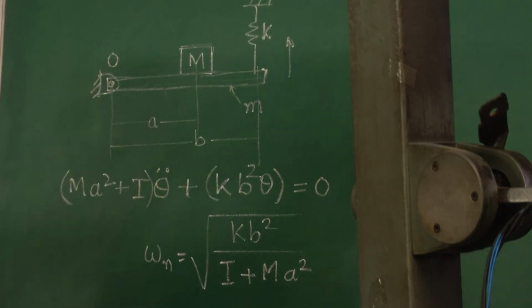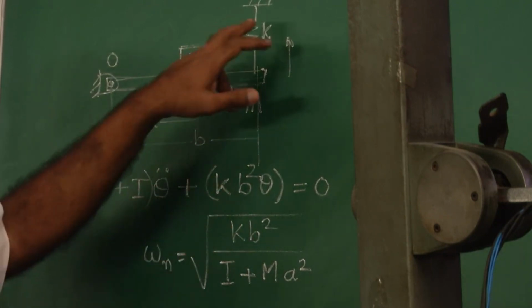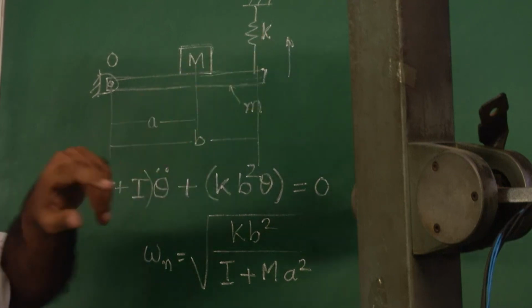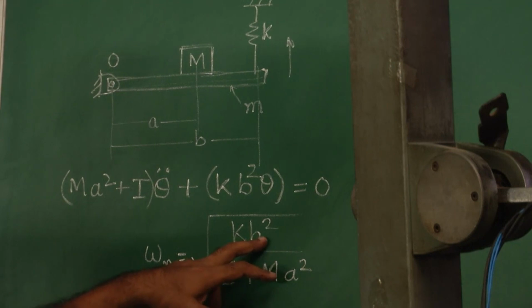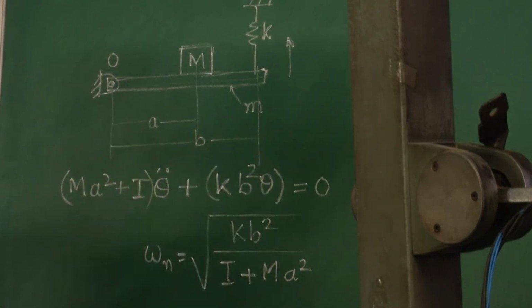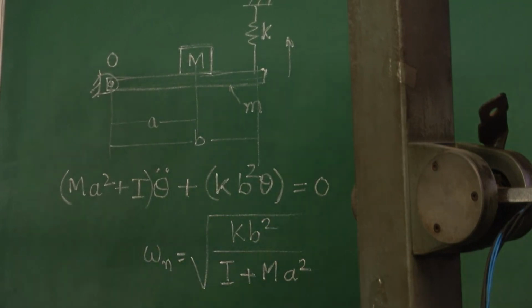So, based on the dimensions and the material, you can find out the value of I. The spring rate k of the spring which is holding the beam at the tip is also known, and the position of the point at which it is connected is also known. So, everything is known here to find out the natural frequency. Now, that is the theoretical part.